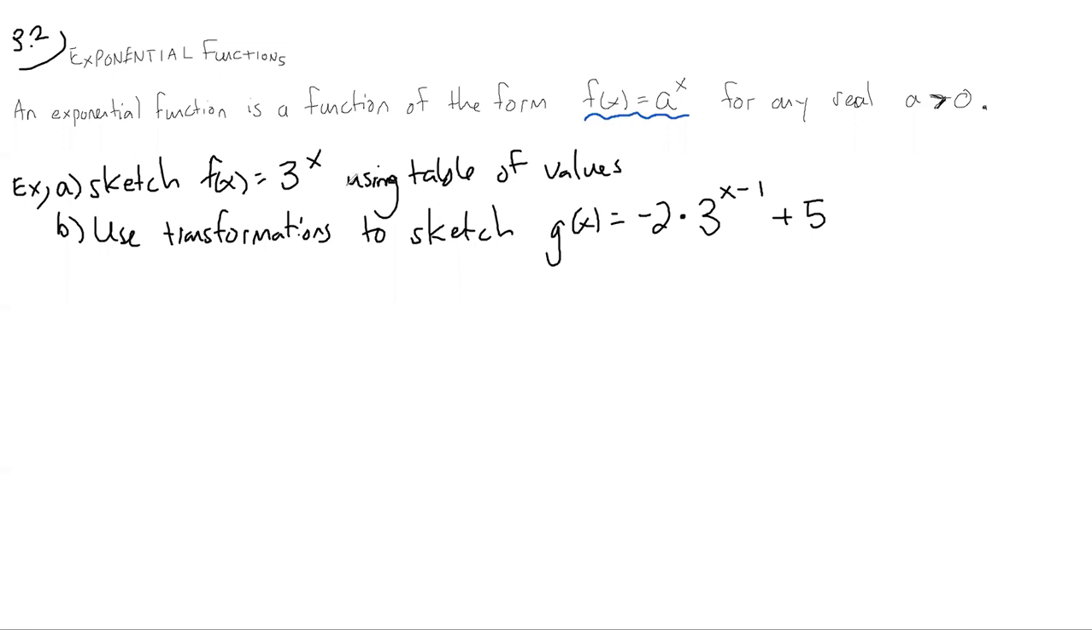So we're going to sketch f of x equals 3 to the x using a table of values, and then do some transformations to do this: -2 times 3 to the x minus 1 plus 5. So for a, now we'll have y equals 3 to the x. I'm going to do the same table of values as before. I think the numbers will get pretty ridiculous pretty fast, so I'm not going to be able to graph everything here.